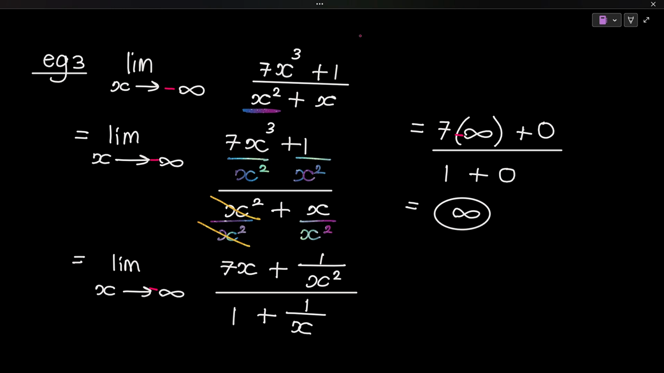However, our final answer is going to be negative infinity. So we have 7 times negative infinity, which is negative infinity, divided by 1, which is negative infinity as the final answer. So if the limit is approaching negative infinity, once you've simplified, you will be substituting negative infinity.